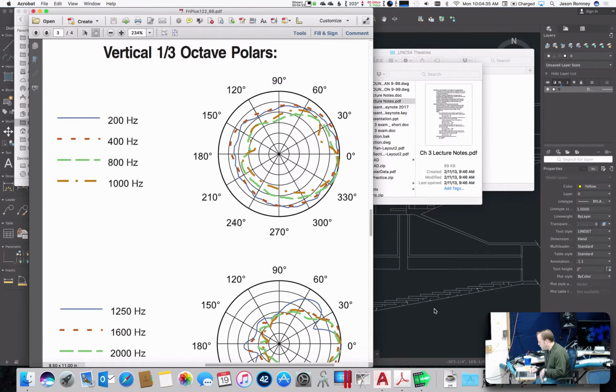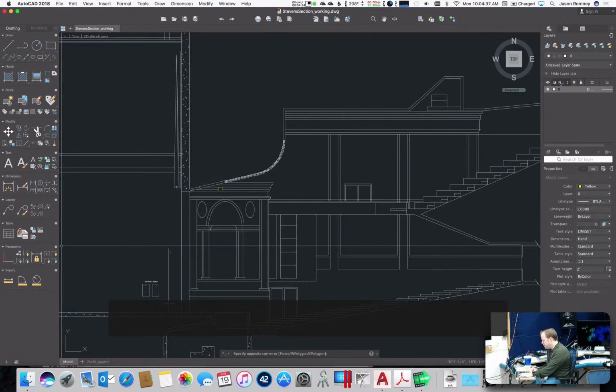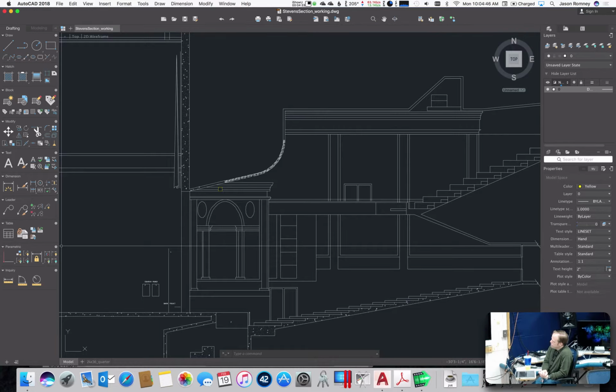Okay, so I've got Stevens Center here, the section, and I'm going to take you through what would be involved in trying to figure out if this particular loudspeaker would work for this space. Okay, for purposes of this exercise, we're going to pretend the balcony is not there, or we just don't care about it right now. We're only going to try to solve the orchestra section.